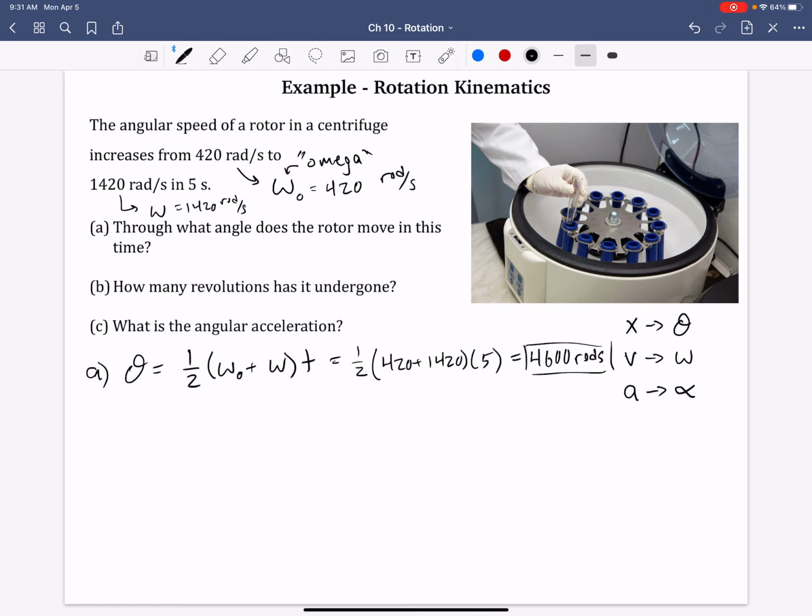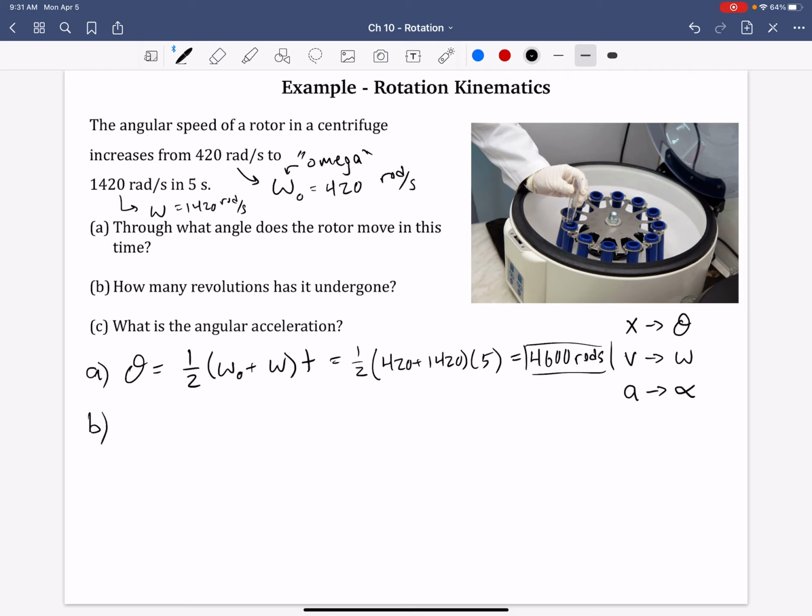Okay, and again, omega is in units of radians per second, not degrees per second, right? And that's very important. The SI unit for an angle is a radian because it's basically unitless, or, sorry, it's dimensionless. So that gives us an angle of 4,600 radians. If you want to convert that to degrees, you can.